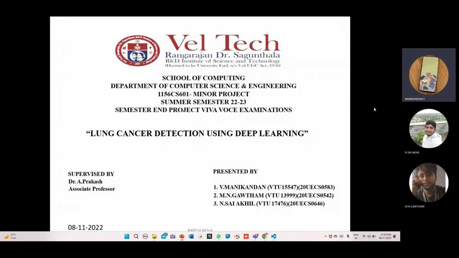Hello guys, welcome to our project, Lung Cancer Detection using Deep Learning. Our team members are Gautam, Sai, Akhil and myself, I am Manikandan, and our project supervisor is Dr. A. Prakash.